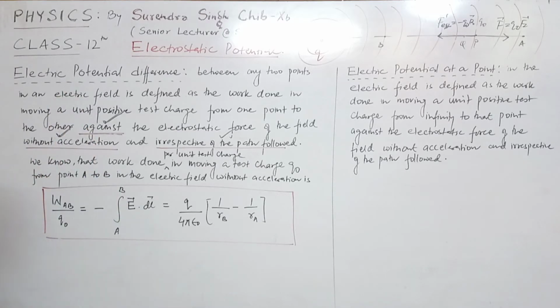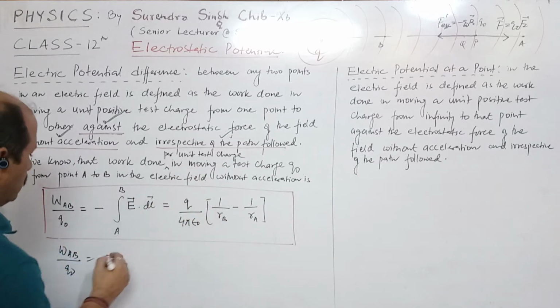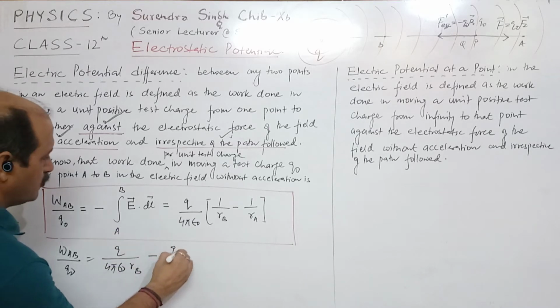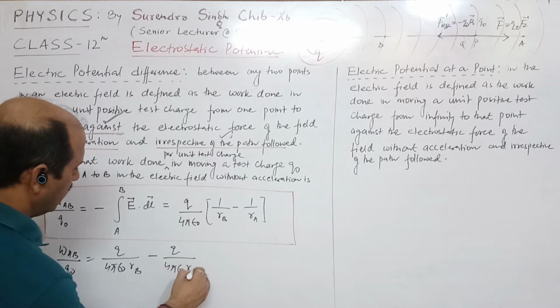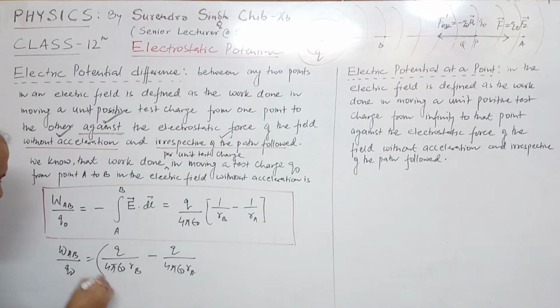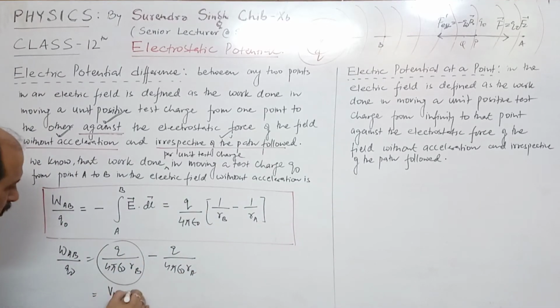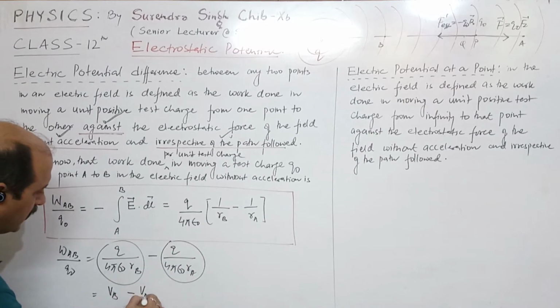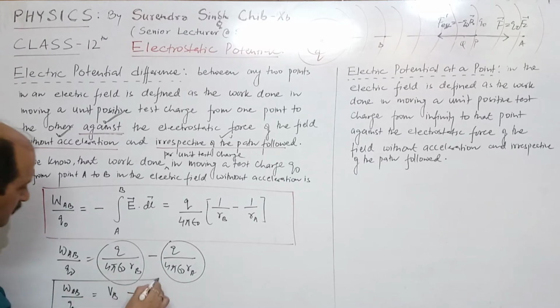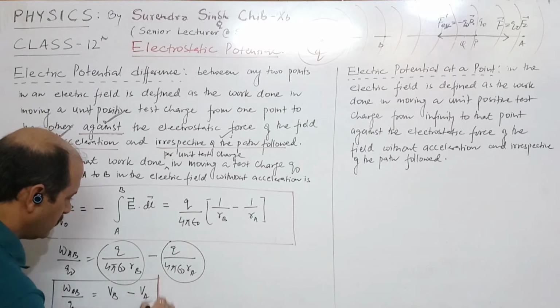So let's move further. This was the derivation which we have derived earlier. Click this, open it. What do you get? Q upon 4 pi epsilon naught RB minus Q upon 4 pi epsilon naught RA. What is this called? I will tell you later on. Later on we call this the potential at B. This is called the potential at A. And this is called the work done per unit charge. See the formula, and we got a very, very important formula.